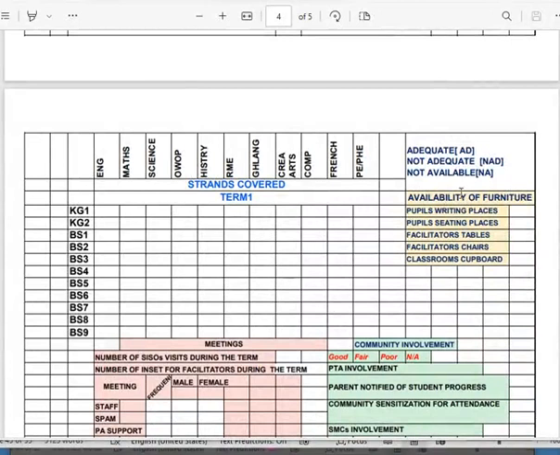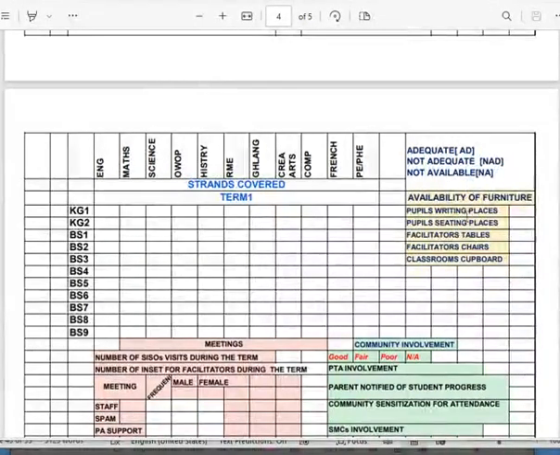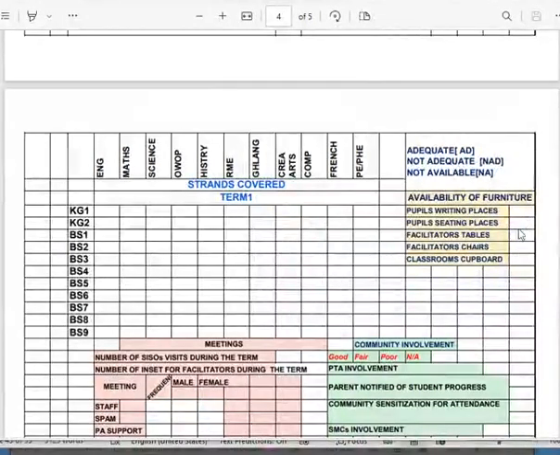Then after that, you're going to provide answers on availability of furniture. That includes adequate, not adequate, and not available. These are the three options. So pupils' writing places, are they adequate, not adequate, or not available? If it is adequate, you put AD. If it's not adequate, you put NAD. If it is not available, you provide NA. Against pupils' writing places, pupils' seating places, facilitators' tables, facilitators' chairs, classroom cupboard, etc.